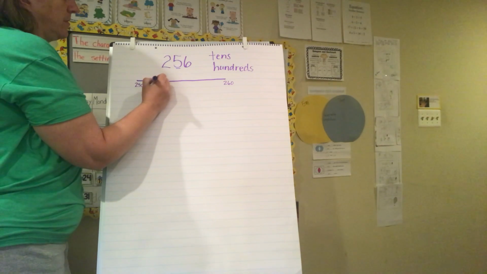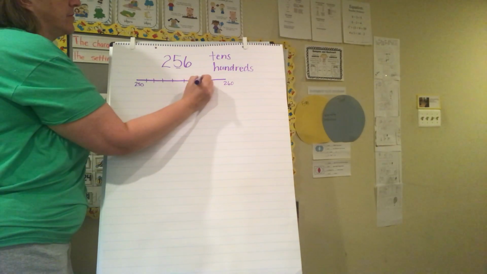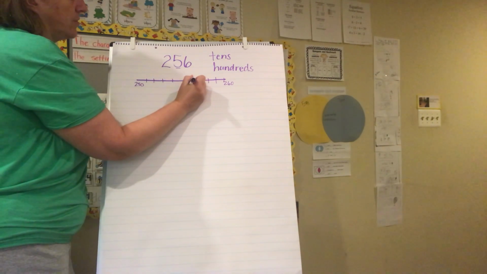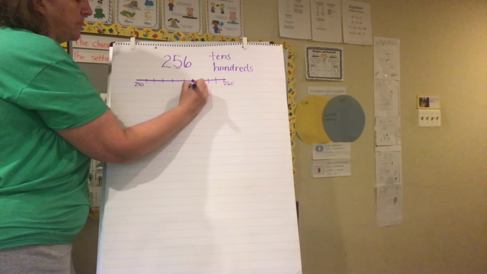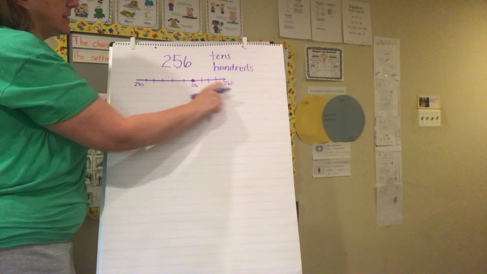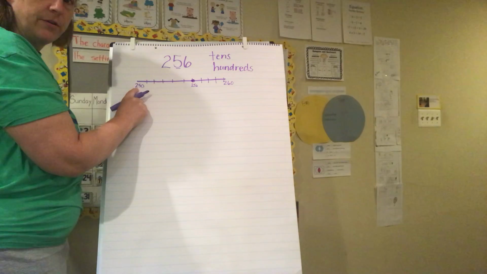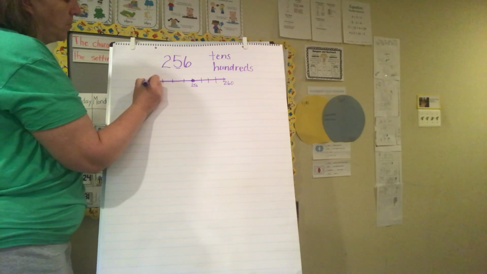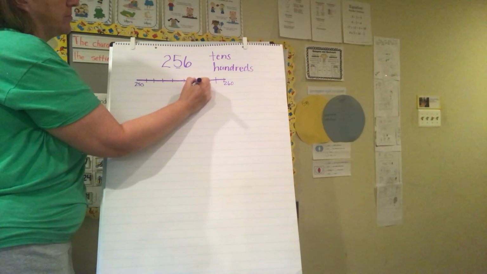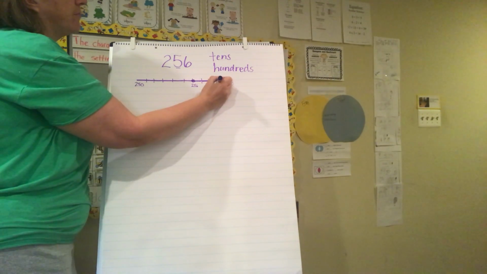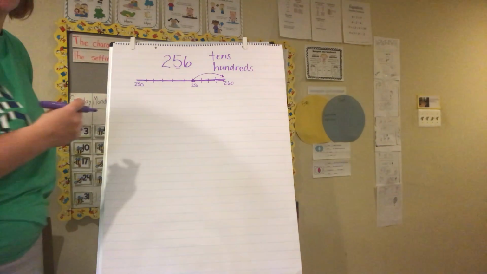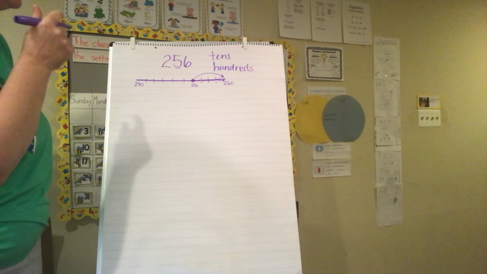I'd have 51, 52, 53, 54, 55, 56, 57, 58, 59, 60. Here's 256. So is 256 closer to 260 or closer to 250? Well, I'm 6 spaces away from 250 and 4 from 260. So I know that 256 would go up to 260.